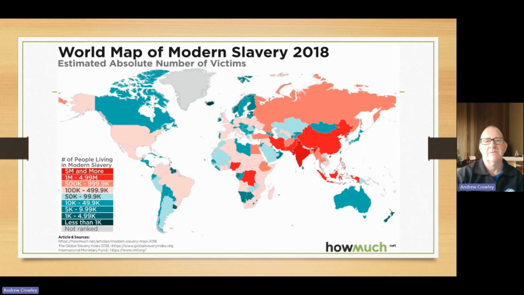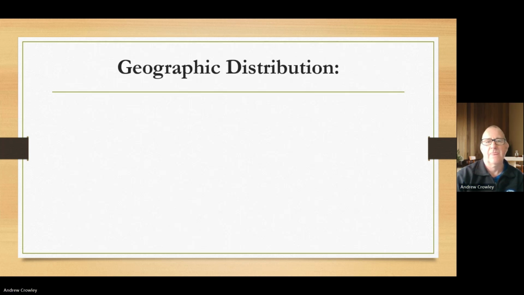So here is the world map of modern slavery as recorded in 2018. This is taken from the website How Much, and the colour codes show the concentrations by numbers. It makes New Zealand look quite good. However, that doesn't mean there are zero slaves. There are thousands of slaves working in New Zealand, and that's one of the better countries.